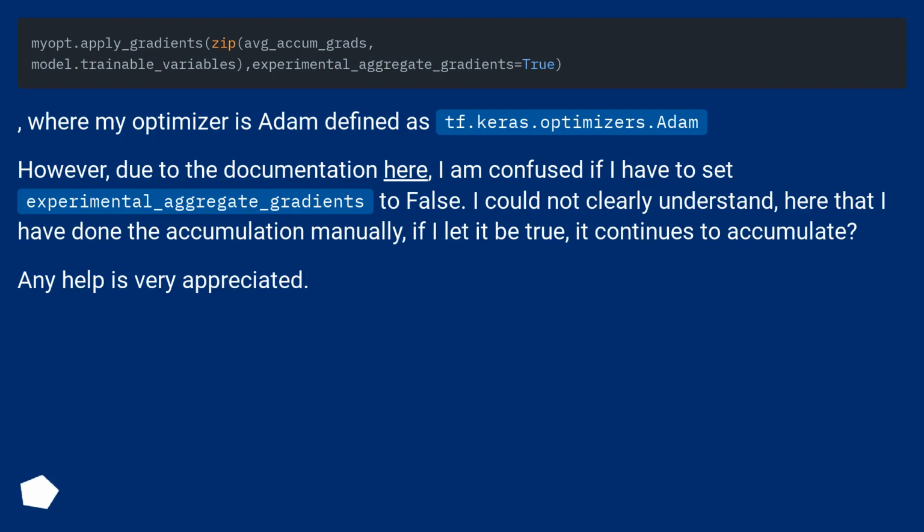tf.keras.optimizers.Adam. However, due to the documentation here, I am confused if I have to set experimental_aggregate_gradients to false. I could not clearly understand here that I have done the accumulation manually. If I let it be true, it continues to accumulate. Any help is very appreciated.